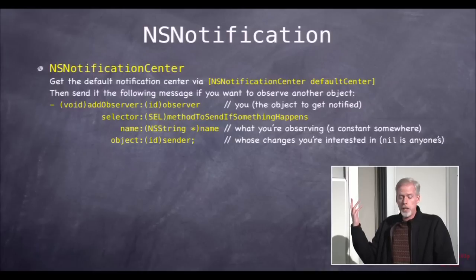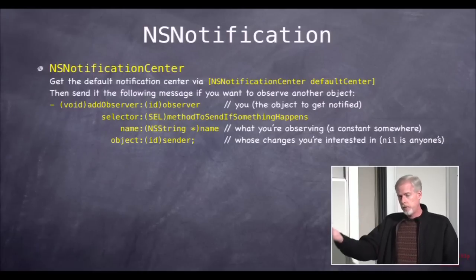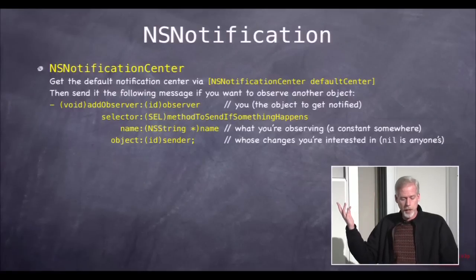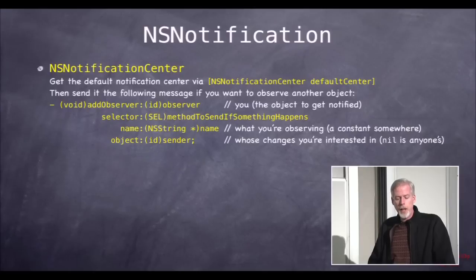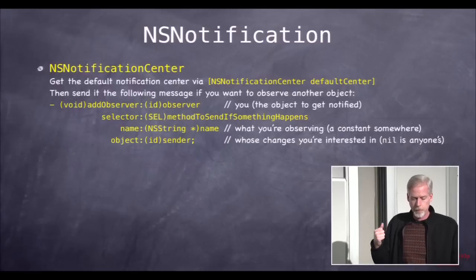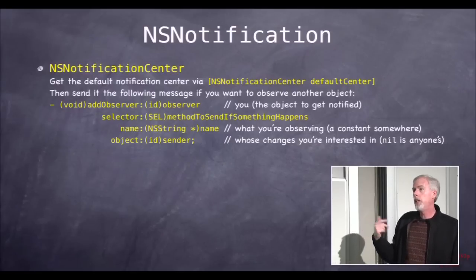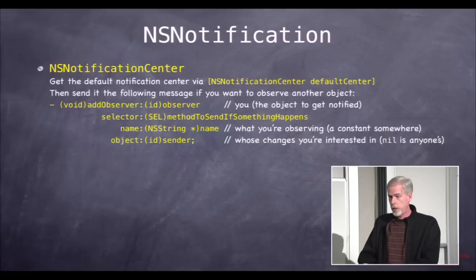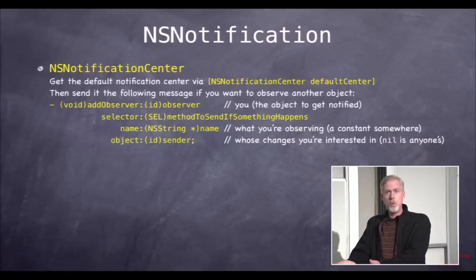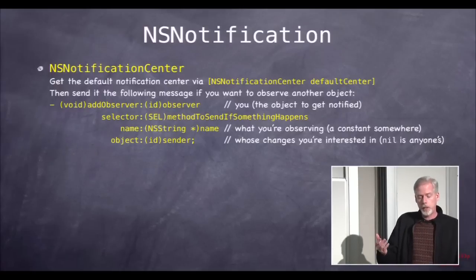The easiest way to do it is called NSNotificationCenter's default center. Now, you could have your own center, but usually we use the default center here. And then you're just going to send to the NSNotificationCenter this method, addObserver:selector:name:object. Okay, so addObserver is you. You're going to have you be the observer. Selector is the selector you want sent to you when this radio station broadcasts. And we'll talk about what that method looks like.